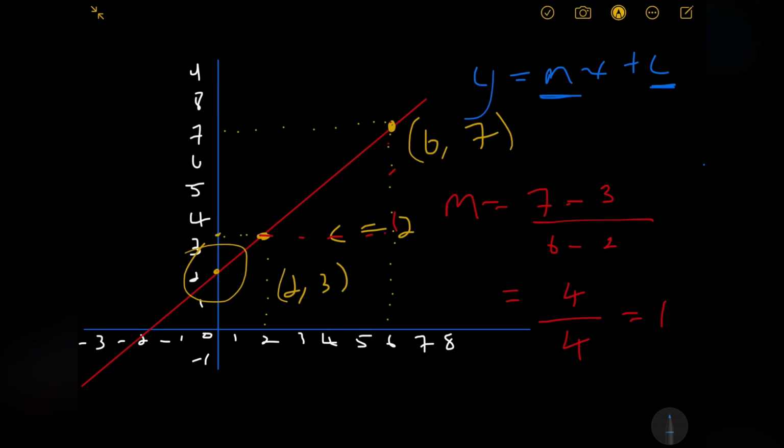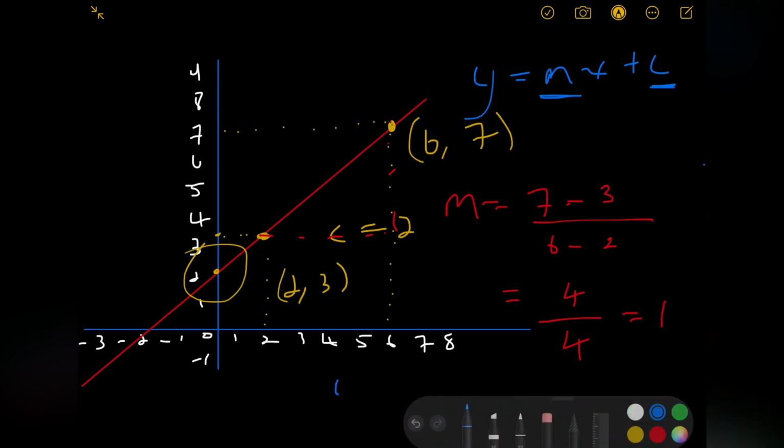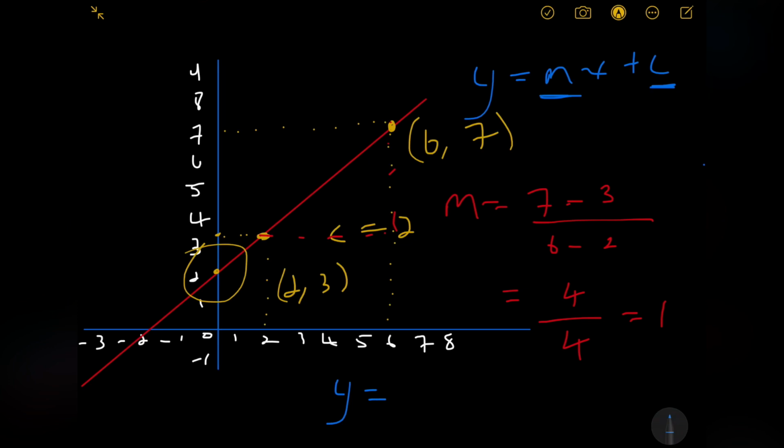So then our function would be y equals mx plus c. In this case, our m is 1, so 1x plus c, and our c, as we have right here, is 2. And we can rewrite this, of course, as y equals x plus 2.